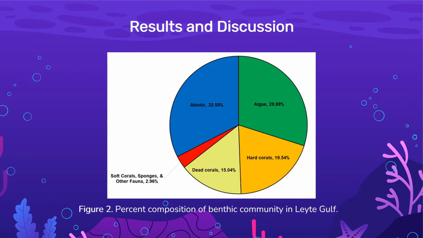To begin with the results and discussion, the first figure shows that one-third of the majority of the area is composed of abiotic substrates. Benthic living forms are primarily composed of algae, which is about 30%, followed by hard corals, 19.54%, and dead corals of about 15%. Other biota such as soft corals, sponges, and other fauna cover less than 3% of the benthos.